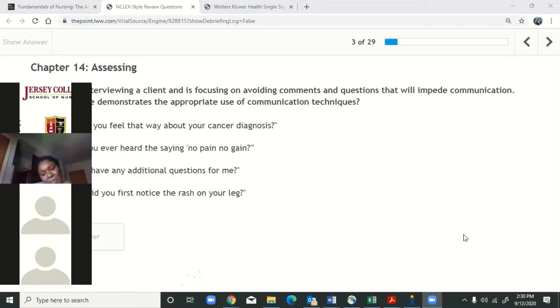When did you first notice the rash on your leg? Yeah, that's what we said was the last. That's a rare open question because you want the patient to verbalize or get more information from the patient. But if you say, do you have any additional questions for me? No. Yeah, the conversation is over. I can rephrase that, like, is there anything I can do for you? I can still say no. It depends on the person and if they feel your vibe at that moment. So D basically answers the question.